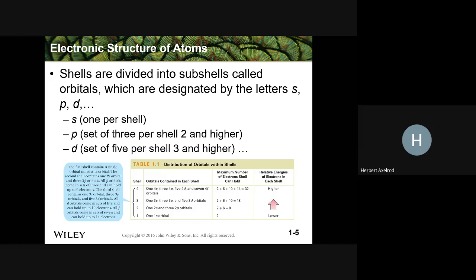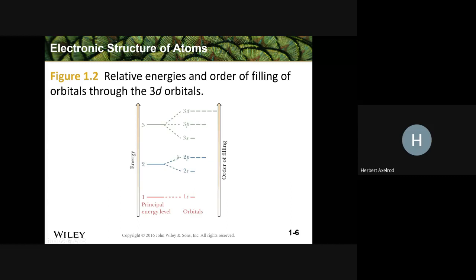Okay, and then it turns out to be even more interesting that each subshell beyond the s orbital only contains one type of s orbital, but in p orbitals you can have 3 different types of p orbitals. For d orbitals, you have 5 different types of d orbitals, and then for f orbitals, you have 7 different types of f orbitals.